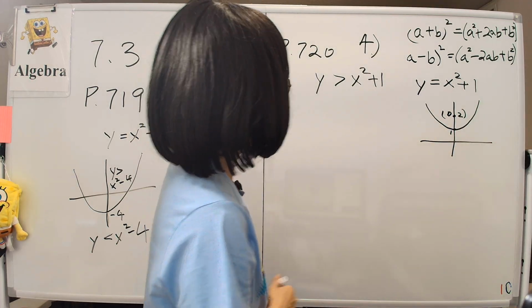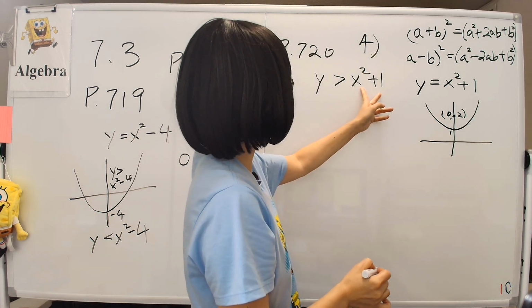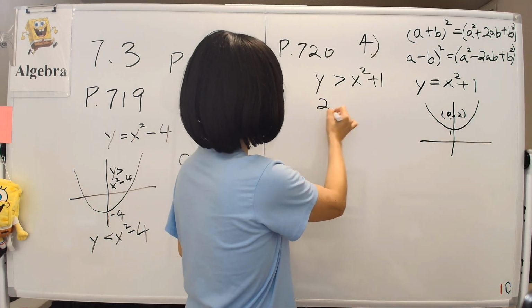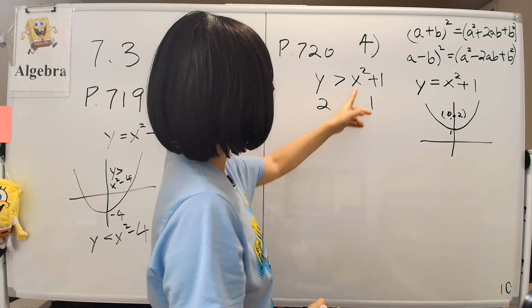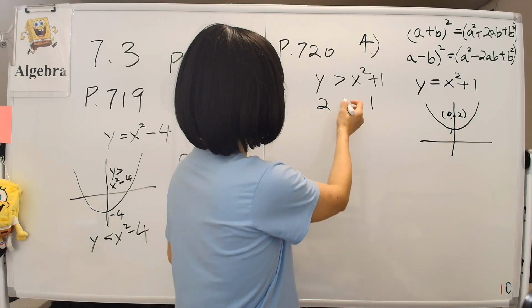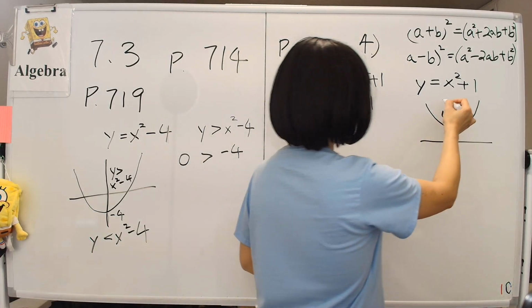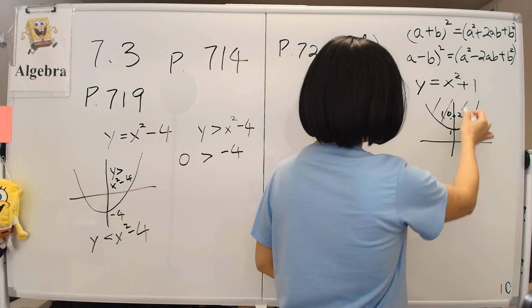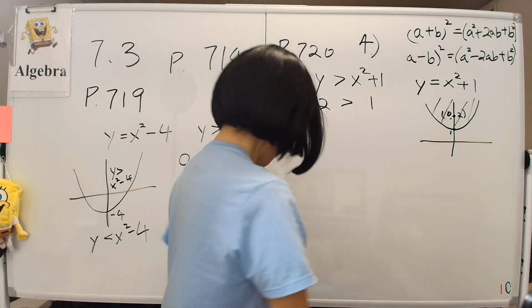Now, if that is the case, when x is 0 and y is 2, then this is 2, and this is 1. So how does that relate? If x is 0 and that side becomes 1 and y is 2, then the inequality holds, right? 2 is bigger than 1. So therefore, the entire region is this area for y bigger than x squared plus 1.